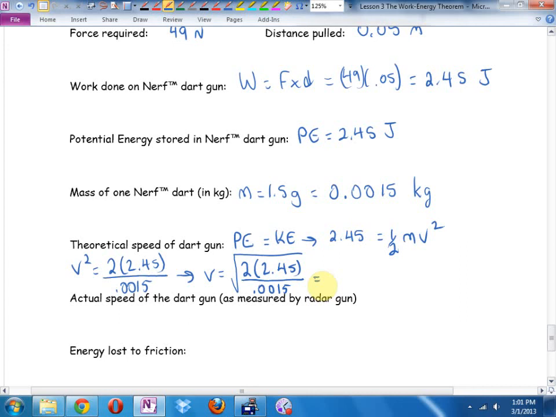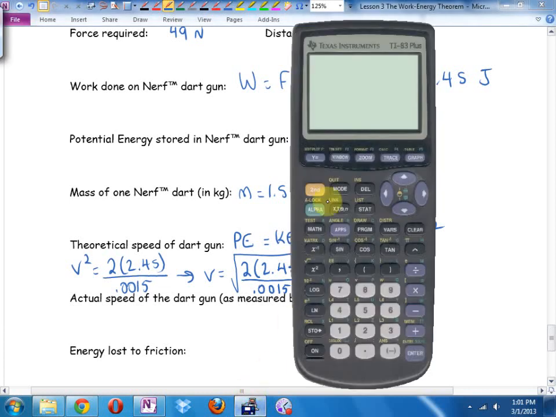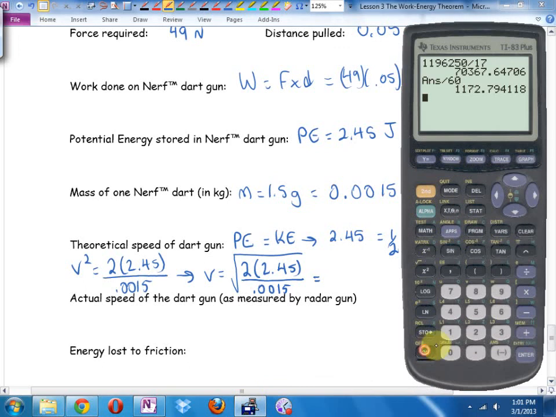What'd you get? 57 meters per second. How fast? 57? Wow. I got 2309. Did you forget the square root? Yeah. By the way, to type this in, because you've got to be able to handle this on your test, folks, don't square root at the beginning. Go 2 times 2.45 divided by 0.0015. Answer, square root of that, which is 57.